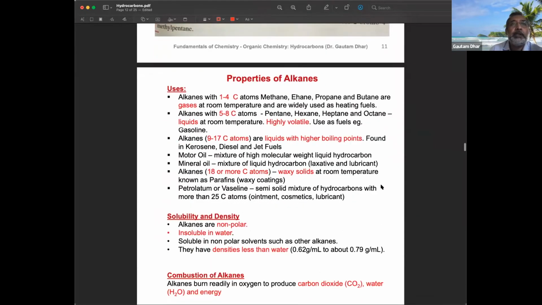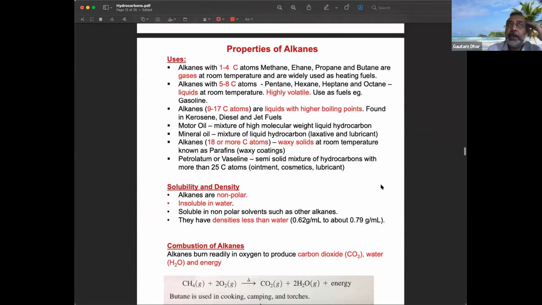Okay, so properties of alkanes. Alkanes are mainly featureless because C-H bonds are nonpolar, so they are very inactive. Hydrocarbons are very inactive. The only thing that you see is they are burned as a fossil fuel, as a heating fuel in a car. Alkanes with 1 to 4 carbon atoms, methane, ethane, propane, butane, are gases, so you can use them for heating.